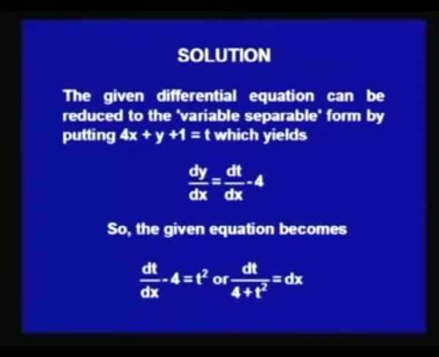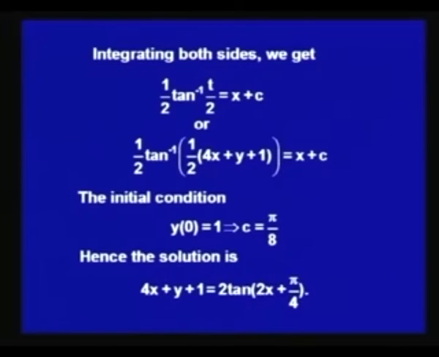On the left hand side we have a function of t only, while on the right hand side we have a function of x. So, after integrating both sides we get half of tan inverse t by 2 equal to x plus c, which is equal to half tan inverse half (4x plus y plus 1) equal to x plus c. Now, when we make use of the initial condition y(0) equal to 1, we get c equal to pi by 8, and thus the solution is 4x plus y plus 1 equal to 2 tan (2x plus pi by 4).